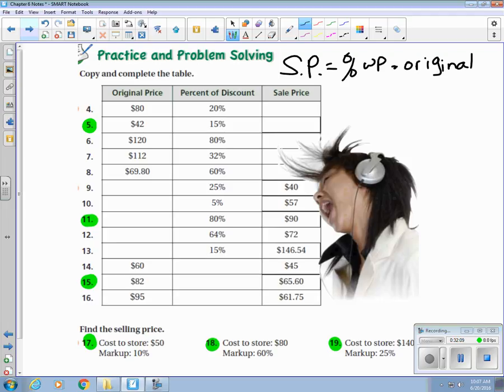Now, SP can stand for either sale price or selling price, depending on the type of problem that you're doing. It looks like for 5, 11, and 15, SP would stand for sale price. It looks like for 17, 18, and 19, SP would stand for selling price. So it's just a matter of what type of problem you are looking at to determine what SP stands for.